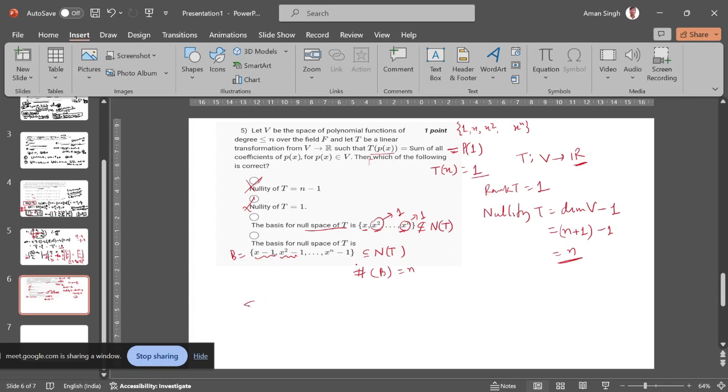If you have, let's say, summation Ci x power i minus 1 is equal to 0, this will imply summation Ci x power i minus summation Ci is equal to 0. But this is a polynomial, and this is a constant term. This whole thing is equal to 0.